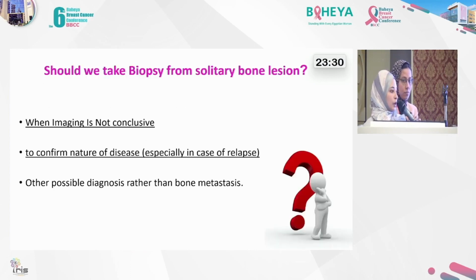Should we take a biopsy from the solitary bony lesion or not? Actually, yes, when imaging is not conclusive, to confirm the nature of the disease, especially in cases of relapse, for a change of the tumor behavior, or for other possible differential diagnoses other than bone metastasis.